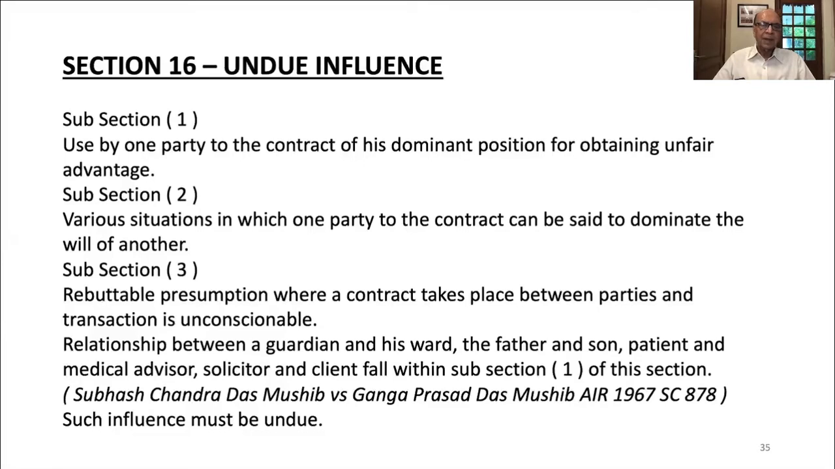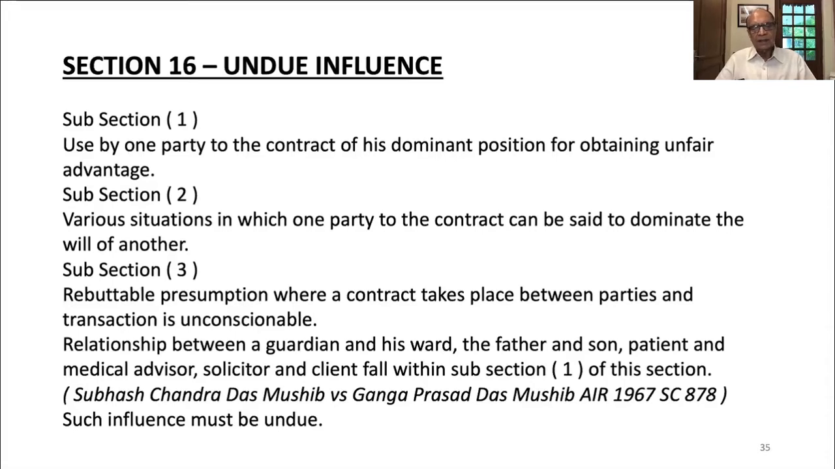Friends, in the formation of contracts, one of the concerns that the legislators had is the wielding of undue influence by a party who has a dominant influence on the other. Therefore, the section defines this in three parts. Used by one party to the contract of his dominant position. What is the purpose? The purpose is to obtain unfair advantage.